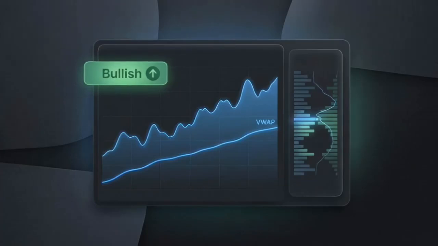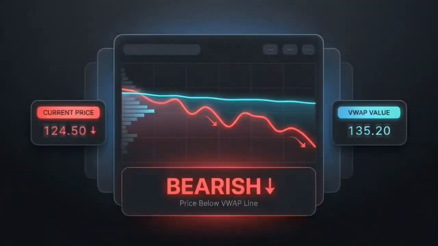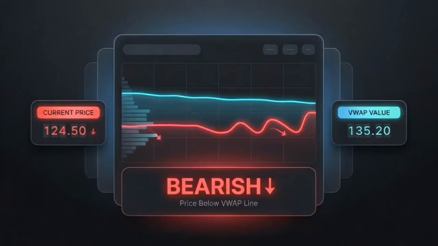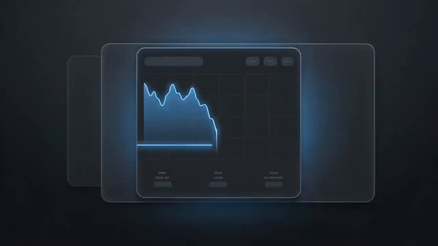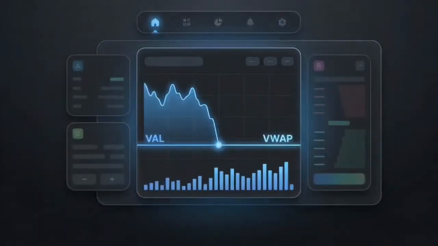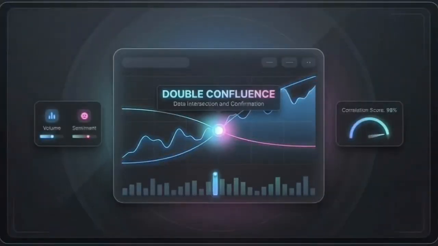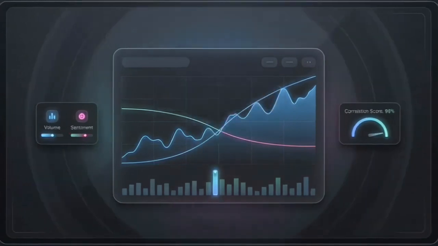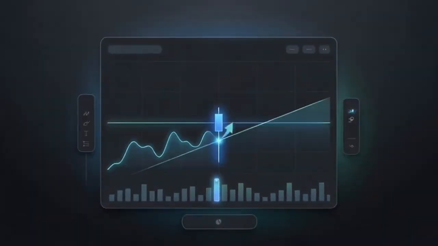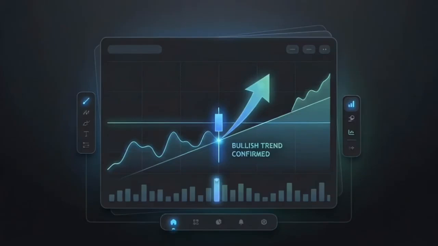Price above the volume-weighted average price means buyers have been in control throughout the session. Price below it means sellers have. The 2-level setup works like this: when price pulls back down to the value area low from above, and the volume-weighted average price is sitting nearby at the same level, you have structural volume support and an institutional benchmark at the same price simultaneously. A bullish rejection candle at that confluence is a high probability long entry. The inverse applies at the value area high.